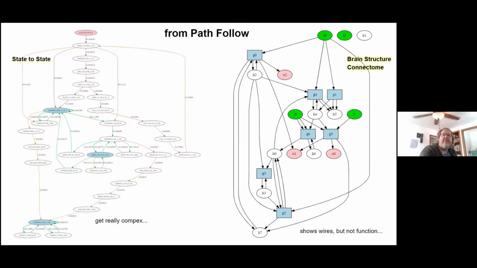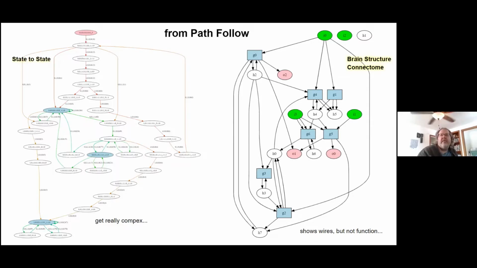One of the things we can glean from this is that input 2 and hidden 1 are simply not being used. They're not connected to anything, so they're functionally not part of this. But when we look at the state-to-state diagram, like I said, they get to be pretty complex.